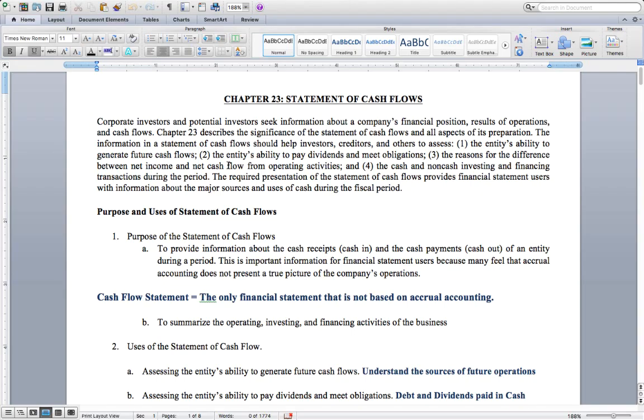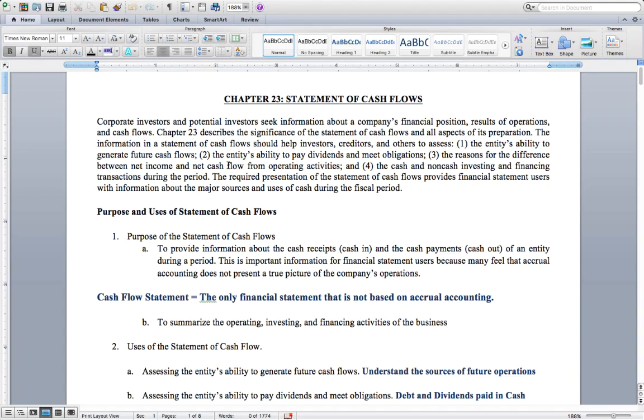This required presentation provides the financial statement users with information about the major sources and uses of cash during the fiscal period. If you have not heard this before, one thing that is frequently taught, at least in finance courses, is that cash is king. So a lot of investors would rather know how the company is using their cash as opposed to how much income the company is making. However, please note that income is also probably the primary driver of stock changes and how the companies are valued.